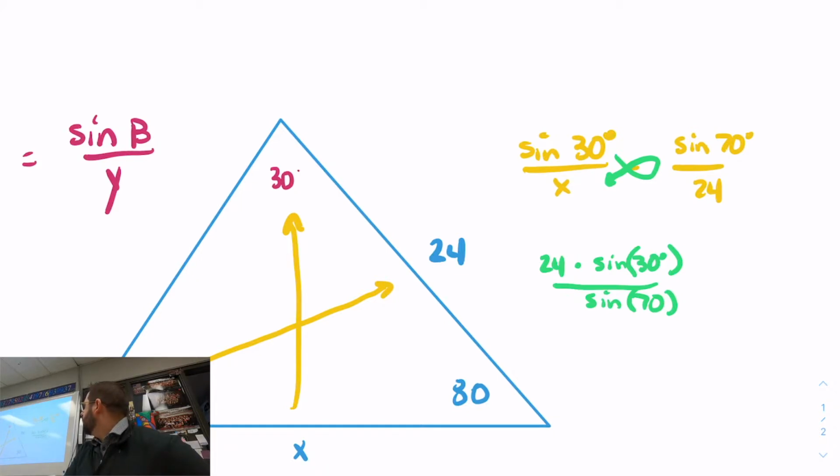Okay? So that's the law of sine. Cross multiply and divide. Now if I do this right, this will give me x. I'm going to type this in my calculator so you can see this. So 24 times the sine of 30. I'll show you this here in a second. Sine of 70 on the bottom. Okay, so here we go.